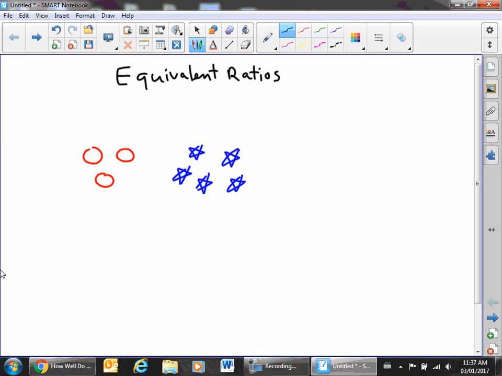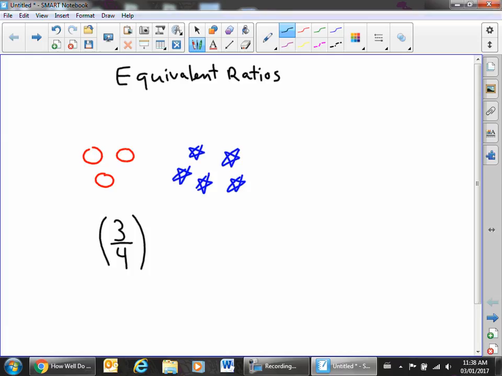All right, finding equivalent ratios is a very simple thing. It's exactly the same way as we find equivalent fractions. So let's review just for a second. If I had a fraction of 3/4, and I wanted to find an equivalent fraction to that, I would simply take that and multiply it by specific numbers.